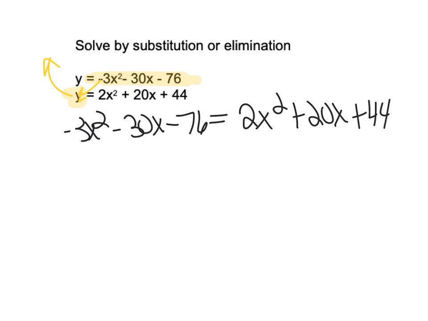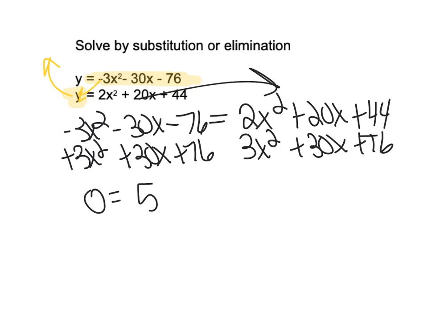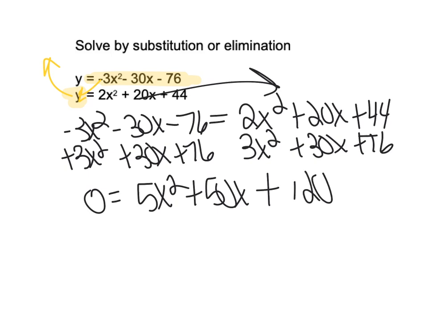Okay, so now it's just x squareds and x's, so I need to get it set equal to 0. I want to have a lead coefficient that's positive, so I'm going to move everything to the right. So I'm going to add 3x squared to both sides. I'm going to add 30x to both sides. And I'm going to add 76 to both sides, which leaves me with 0 equals 5x squared plus 50x plus 120. Now I just have a quadratic.